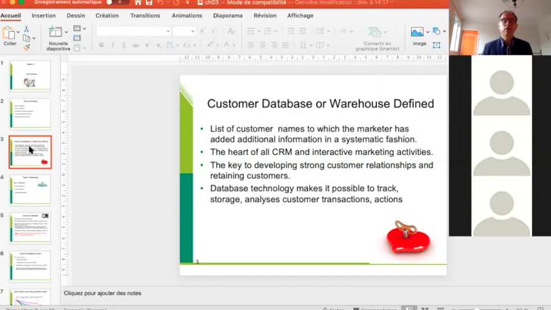And database technology, mainly hardware and software to analyze the data, hardware to store the data, is important to track the data, to store the data, and to analyze customer transactions and actions.